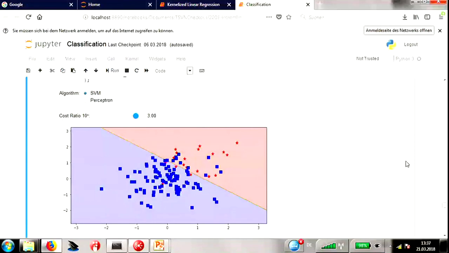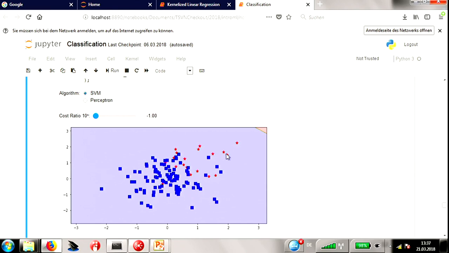if you go back to our demo here, this is now this cost ratio, C plus over C minus. And we can sort of see what happens as we change this value. Say for the SVM, if you use a very, very small ratio, then basically we care about mistakes of one case.